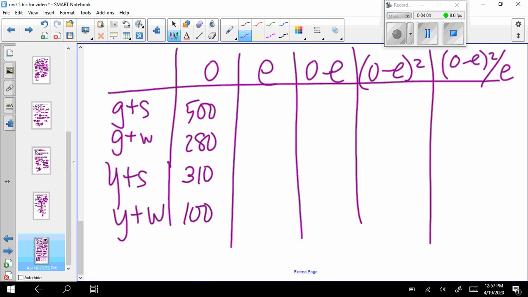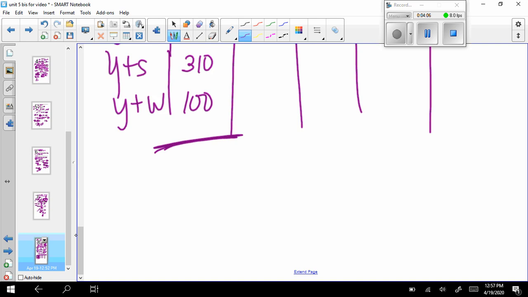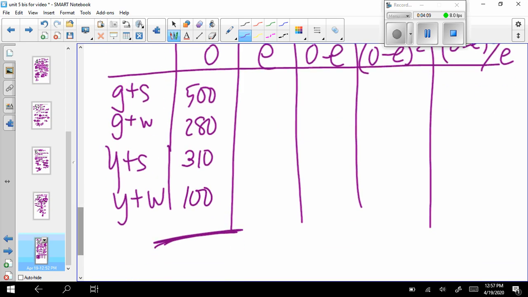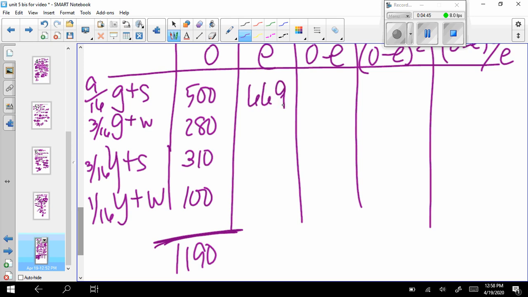In order to get my expected, what I need to do is add these up. Let me grab a calculator here. Sorry, got to grab one. All right, so I've got 500 plus 280 plus 310, 1190. Now I'm going to take that 1190 and multiply it by the odds. Over here to the left, I like to write the odds. So 1190 times 9 divided by 16 gives me, I expected 669 here.